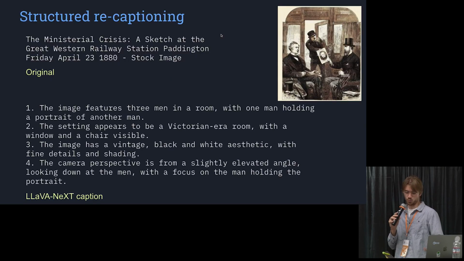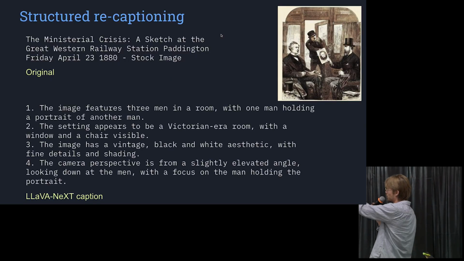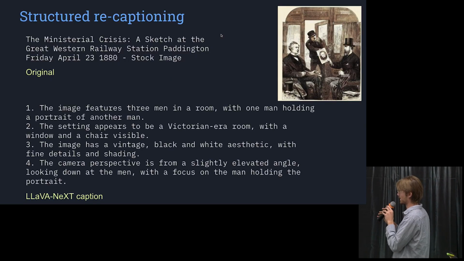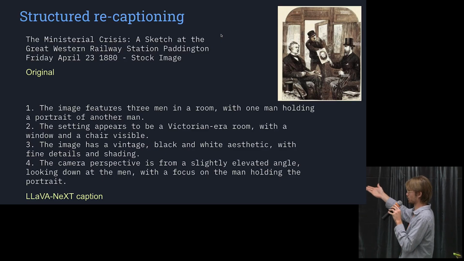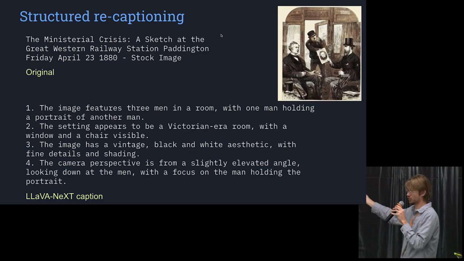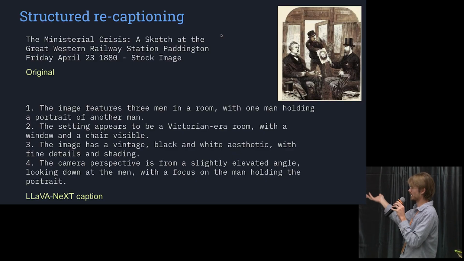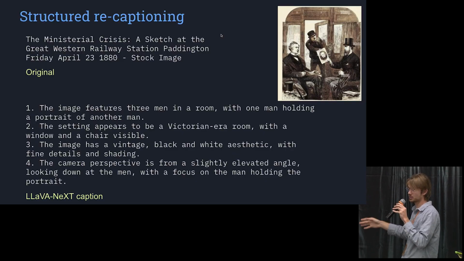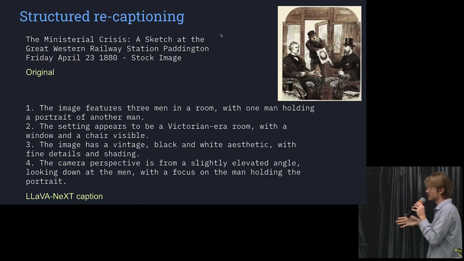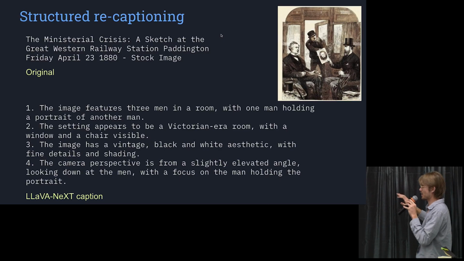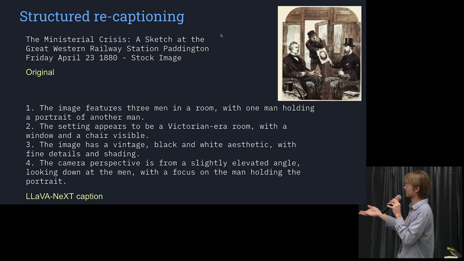So just an example, with that prompt, the recaptioning of this image looks something more like: the image features 3 men in a room with one man holding a portrait of another man. So you've got subject coverage. The setting appears to be a Victorian-era room with a window and a chair visible. So you've got the background context. The image has a vintage black and white aesthetic with fine details and shading. So you get image aesthetics. And then the camera perspective is from a slightly elevated angle.